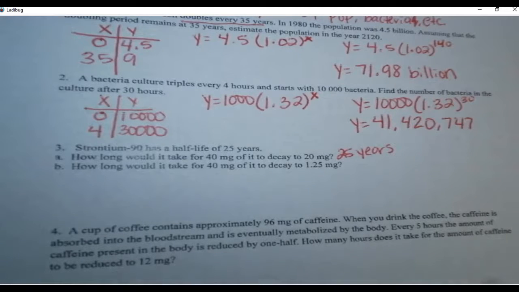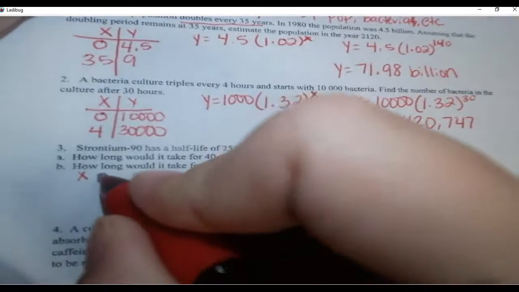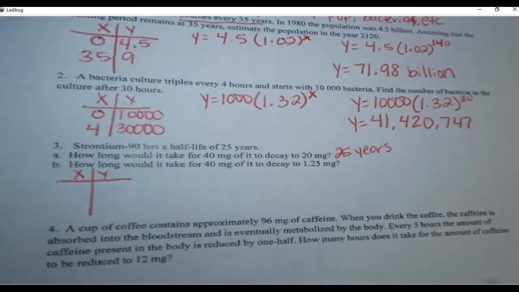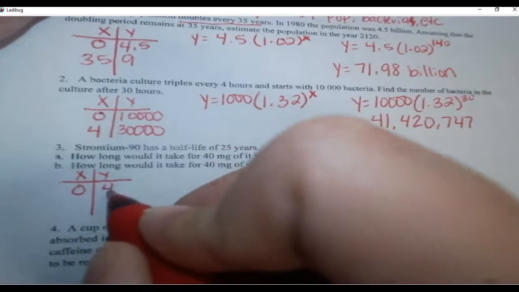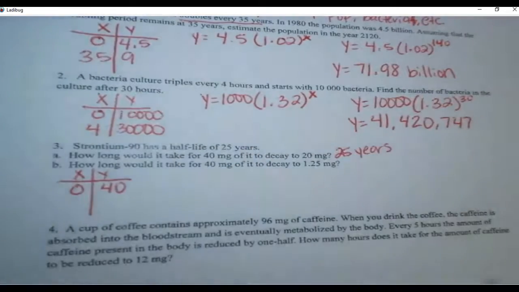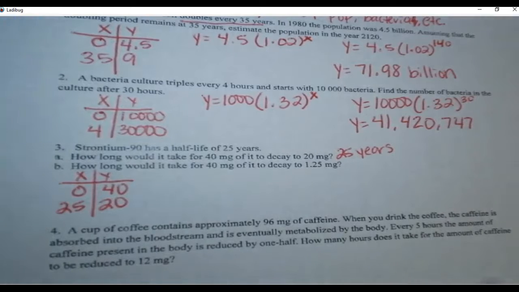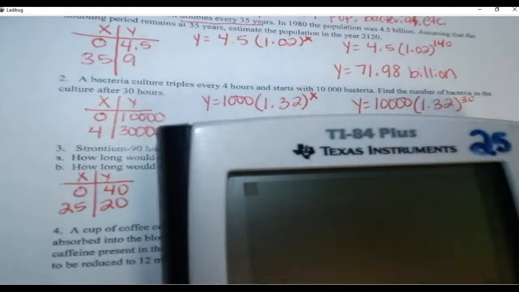So now we want to know how long will it take 40 milligrams to decay to 1.25. Well, in order to do that, I need an equation. So let's do a table. So in this one, we're starting with 40. So year 0, we've got 40 milligrams. And then the half-life is 25 years. So 25 years later, we have half of that. So 20. So those are 2 points.